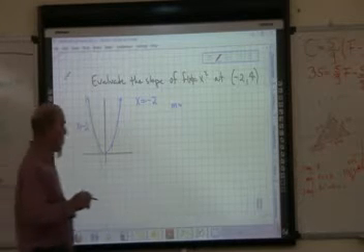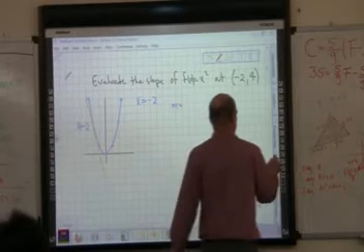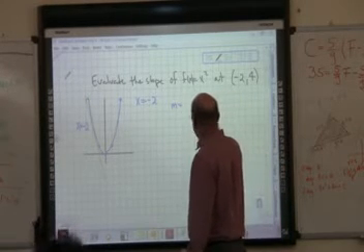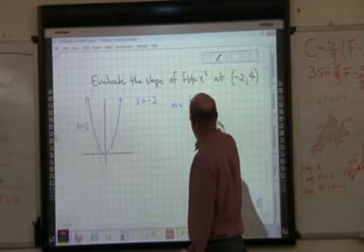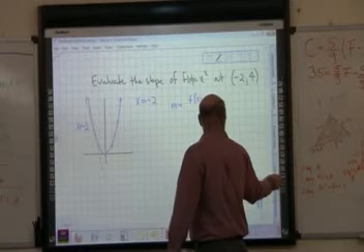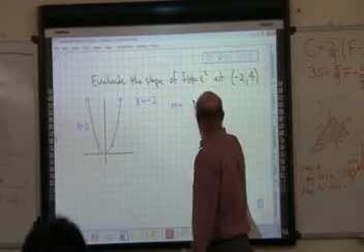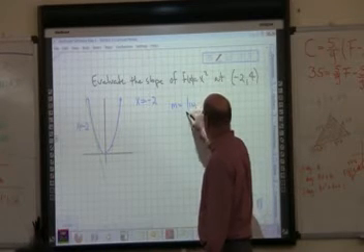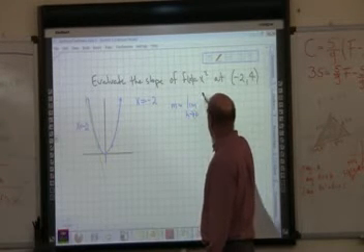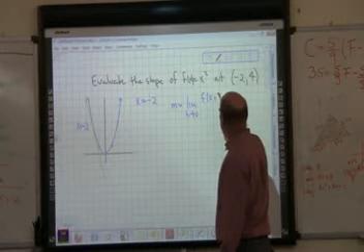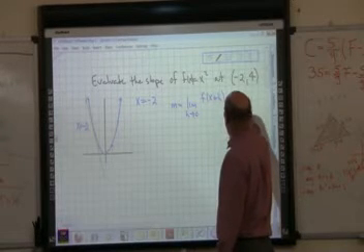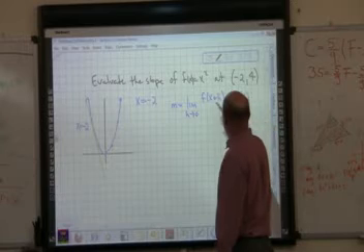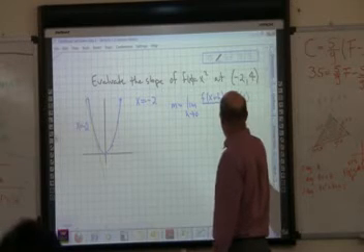I know this is true. The slope is equal to the limit as h approaches 0 of f of x plus h minus f of x over h.